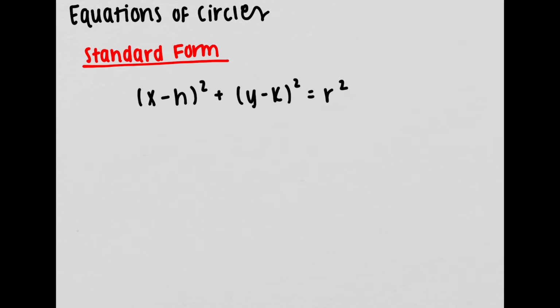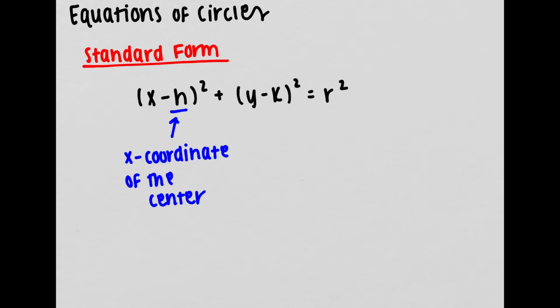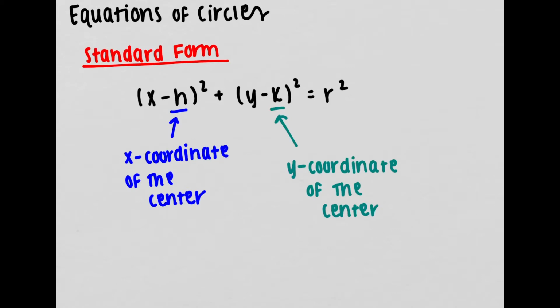I'm going to tell you what each of these variables means. h is the x coordinate of the center. If I give you a point like (3, 2), you need to know that 3 is the x coordinate of the point I gave you, so 3 is what h is as well. k is going to be the y coordinate of the center. So h and k go together. Remember, h is the x coordinate and k is the y.